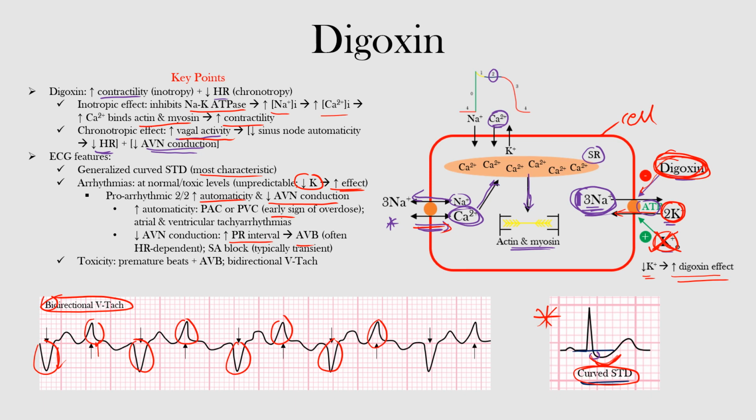Now, in terms of toxicity, we said that these premature beats are an early sign of it, as well as AV block. And then we also mentioned this form of VTach called bidirectional ventricular tachycardia, where we have our QRS axis shifting from left to right with each beat. We saw it going down and up with this wide complex, regular, fast rhythm. So that's called bidirectional ventricular tachycardia, and it's something that you can see with digoxin toxicity.